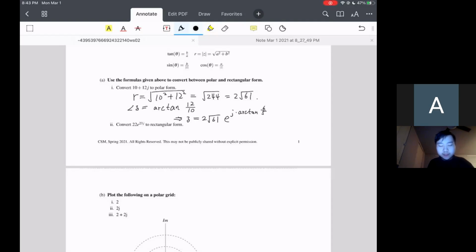All right. So for the second question, we want to convert 22 times e to the 23j to rectangular form. So we just simply expand this whole thing using Euler's formula. So we see that 22 times e to the 23j is equal to 22 times cosine of 23 plus j times sine of 23. Okay? And that is equal to 22 times cosine of 23 plus j times 22 sine 23.